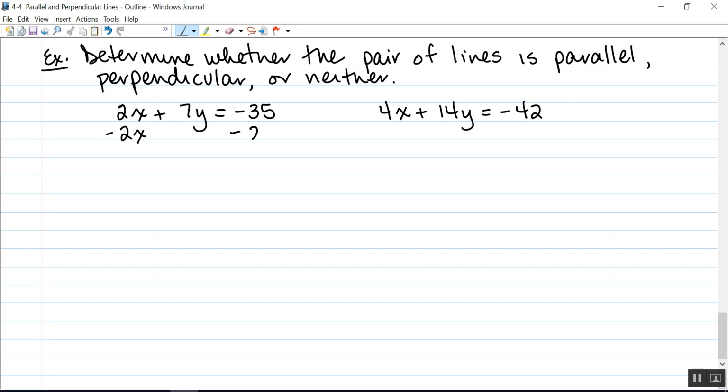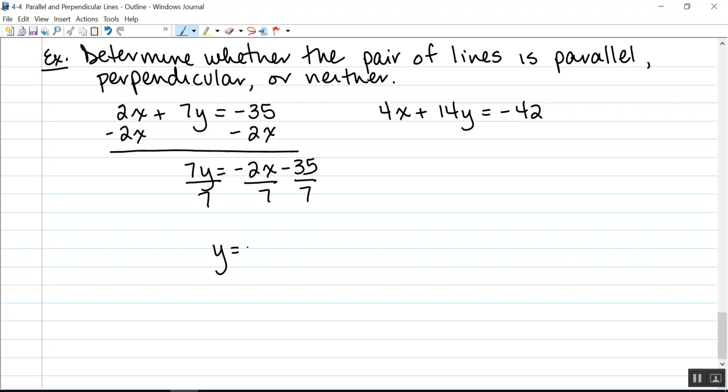So subtracting 2x on both sides, I'll have 7y = -2x - 35. And dividing everything by 7, I'll have y = -2/7 x - 5. So there's one of my lines. Let's do the same thing over here.